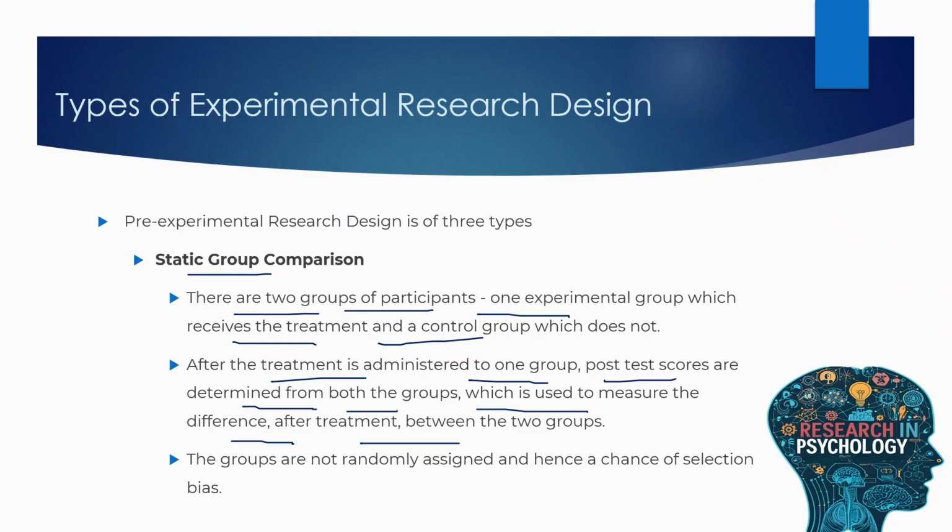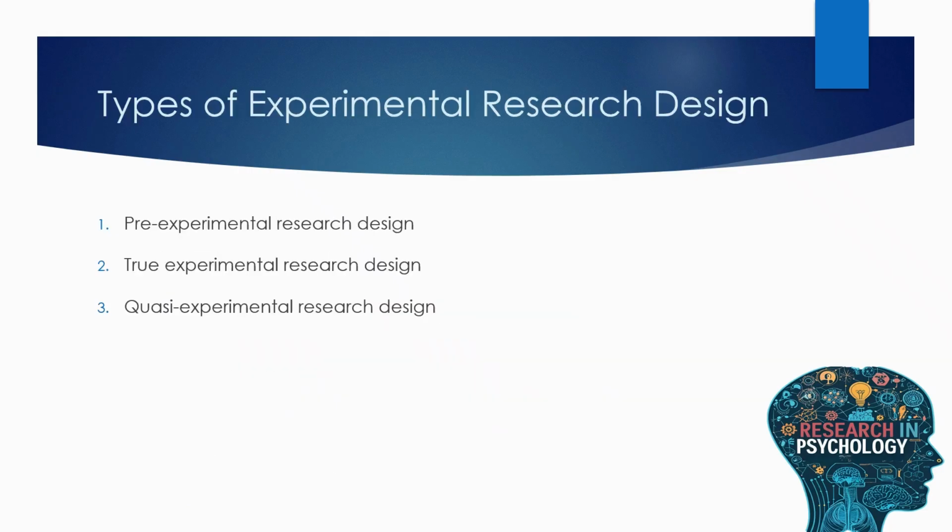But why is it different? Because here the groups are not randomly assigned and hence a chance of selection bias. Okay, so here we are not randomly assigning the groups, because of which there could be a chance of selection bias. These are the three types of pre-experimental research design, right? And what are we studying? We are studying the three types of experimental research design. And the second type of experimental research design that we have is true experimental research design.